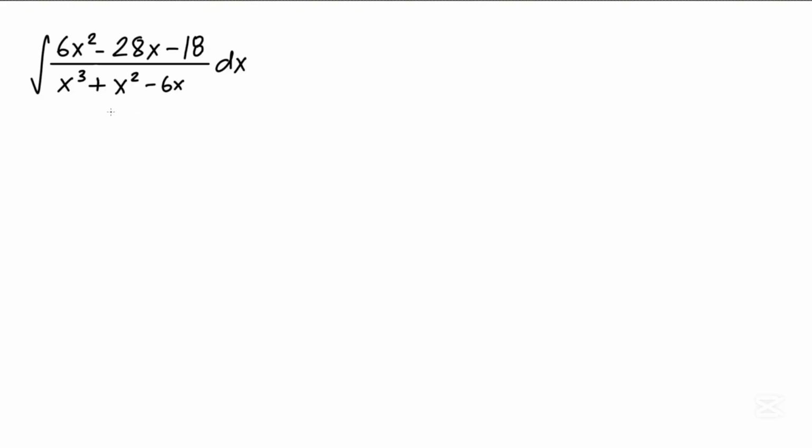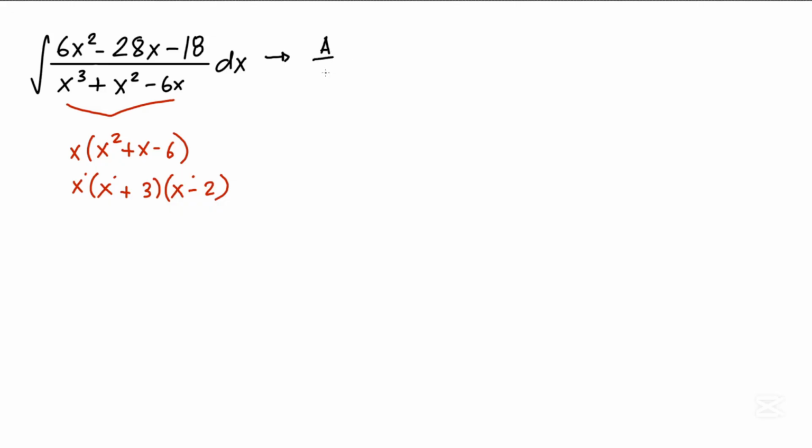Once again, focus on our denominator. I can factor this into x times x squared plus x minus 6. It can still be factored further: 6 is 3 and 2, so plus 3 and minus 2. Since our factors all have degree 1, I can say that this is equal to A over x plus B over x plus 3 plus C over x minus 2.